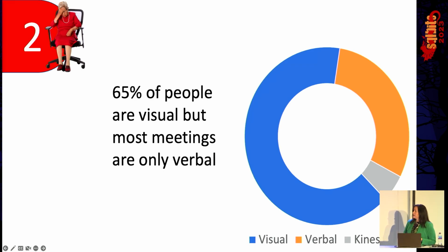Challenge #2: 65% of people are visual, but most meetings are verbal. Think about the meetings that you attend. How many of them are just somebody talking? No visuals, no PowerPoint, no screen sharing, nothing. So since most people are visual learners, doesn't it make the most sense that we appeal to the way that most people process information, which is us? You know, it's higher in IT.